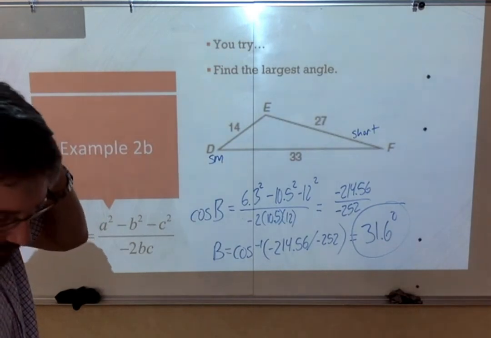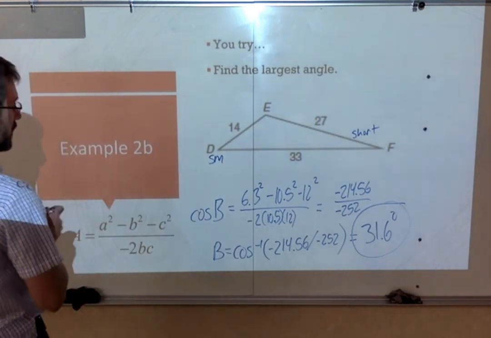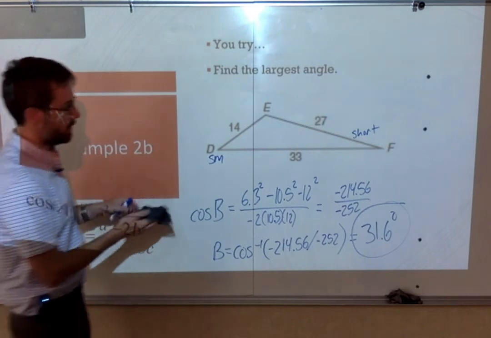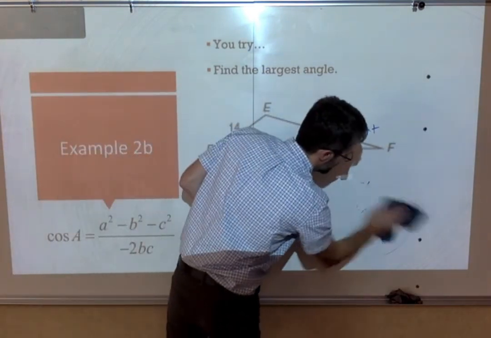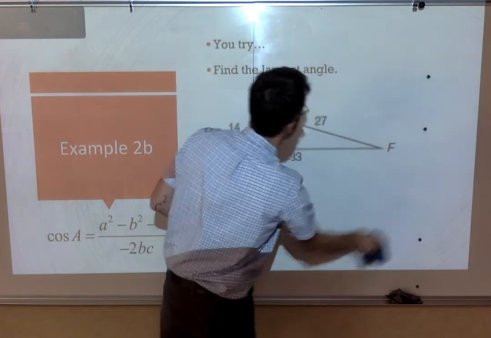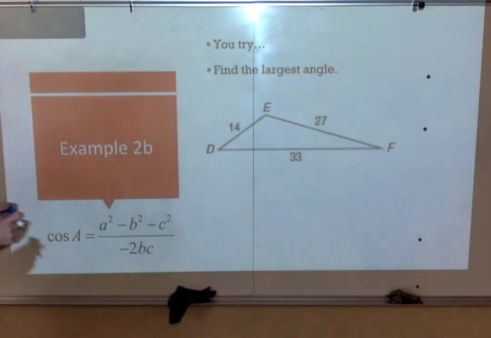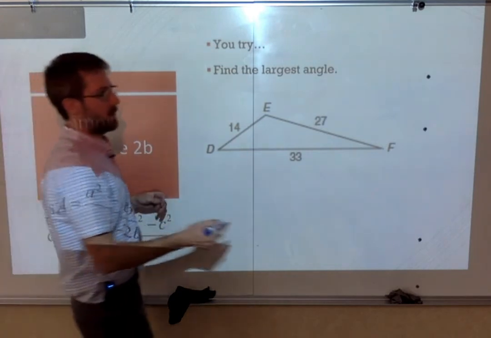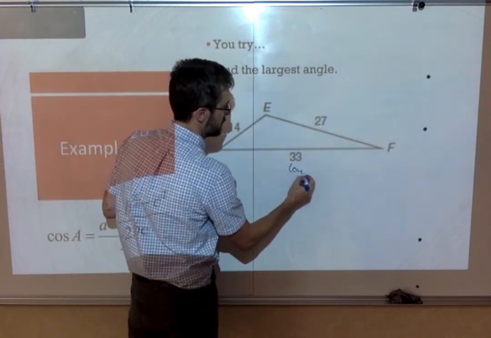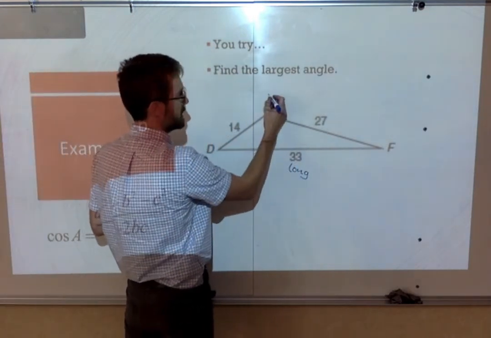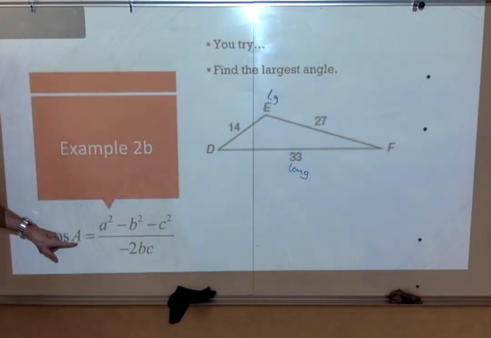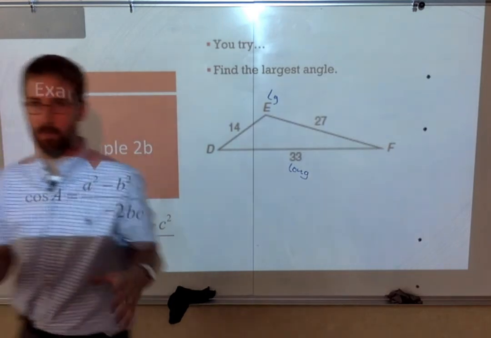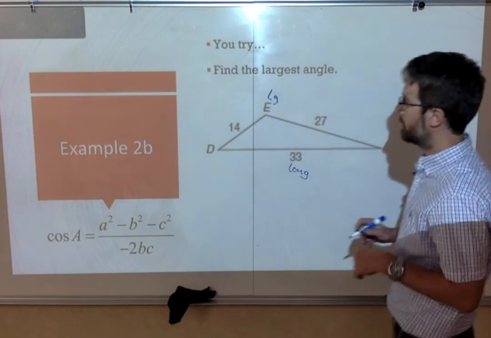All right, last one. Find the largest angle. If you want to pause and try it on your own, and then take a peek at this. It's kind of the same thing as the last one. Okay, the longest side is opposite the largest angle. So we are using these two. That is going to be cosine of E, and that 33 is going to go right here. Those two important numbers need to be in the right spot.